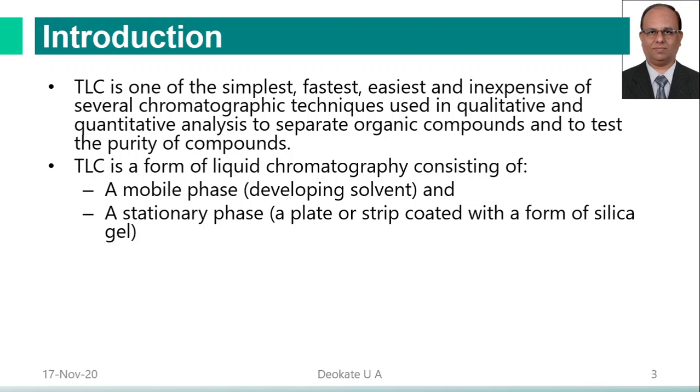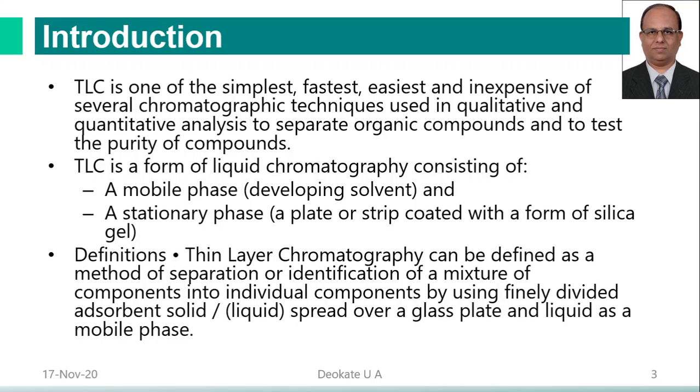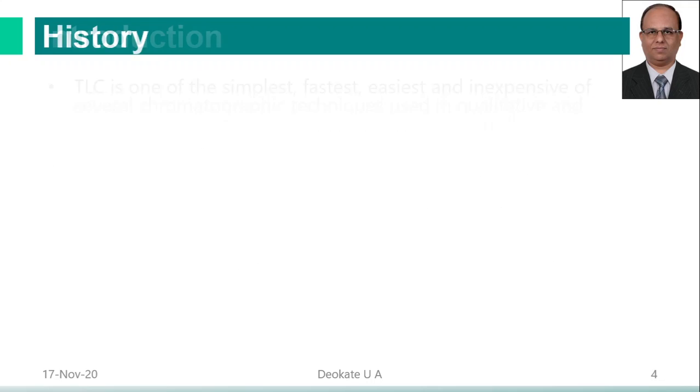TLC is a form of liquid chromatography consisting of a mobile phase that is called a developing solvent and a stationary phase, generally a plate or strip coated with a film of silica gel. If you define it, thin layer chromatography is a method of separation or identification of a mixture of components into individual components by using a finely divided adsorbent solid or liquid spread over a glass plate and liquid as a mobile phase.